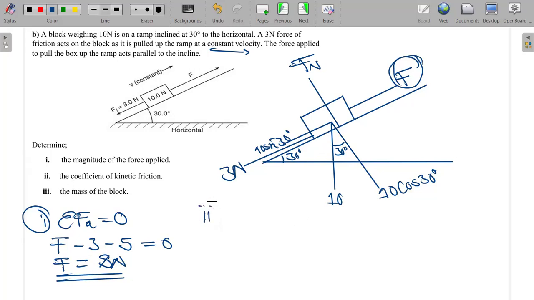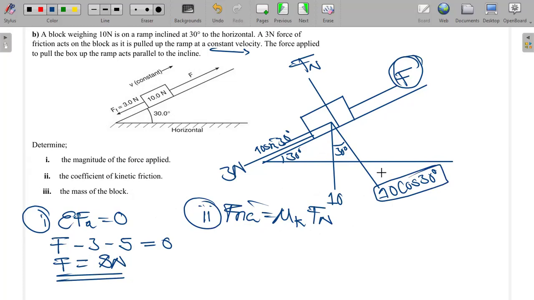Part B, the coefficient of kinetic friction. All right, so we know in order for us to calculate friction, we say friction is equal to the coefficient of friction, of which in this particular case, since it's a moving object, is kinetic friction, multiplied by the normal force. And if you look at the normal force, it is balanced with the perpendicular component of the weight. It is balanced with the component of the weight that is perpendicular to the surface. So that means the normal force is equal to 10 cos theta.